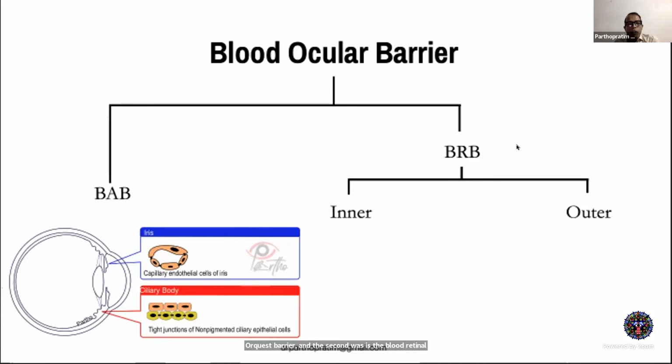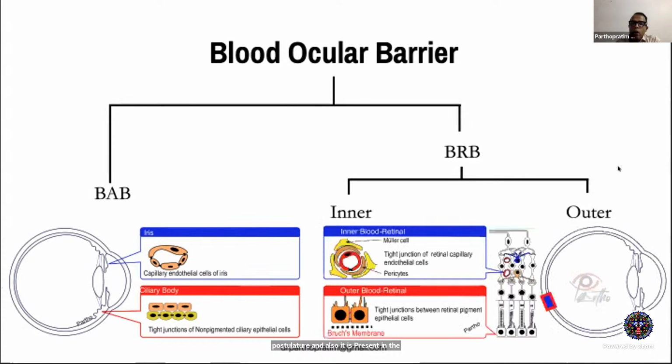The blood aqueous barrier is actually comprised of the tight junctions of the ciliary process non-pigmented epithelium, the endothelial cells in the iris vasculature, and it is also present in the inner wall endothelium of Schlemm's canal. Now coming to the blood retinal barrier, there are 2 types: one is inner and another is outer.